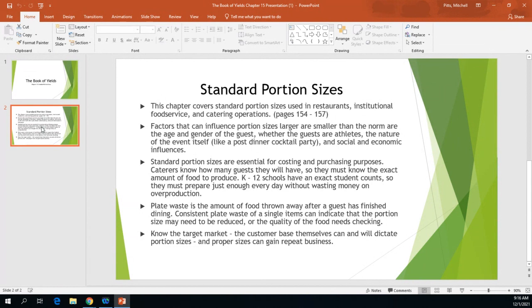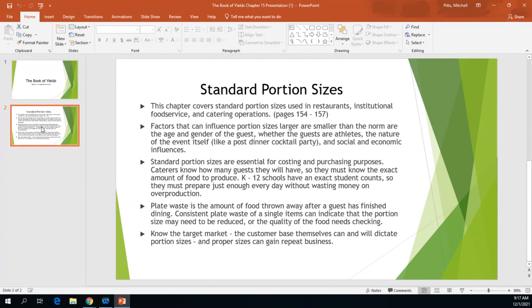Plate waste is the amount of food thrown away after a guest has finished dining, and consistent plate waste of a single item can indicate that the portion size may need to be reduced or the quality of the food needs checking. So it's one of two things. If you have a lot of plate waste, either your portion size is too large, or your food quality may not be that good. Hopefully, it's not the latter.